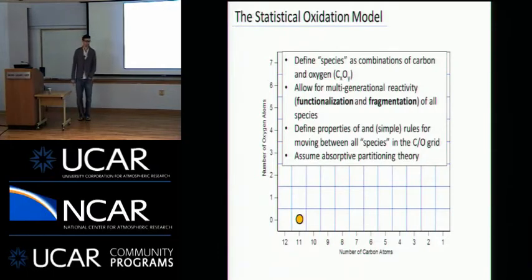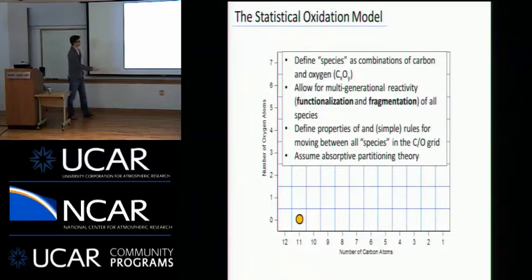Basically, we view chemistry as just a movement through a grid of species that are defined by the number of oxygen atoms comprising that species and the number of carbon atoms comprising that species. So we're going to ignore for the moment the fact that functional groups exist, and we're going to treat them in a very average sense. Okay, so we're going to say that each grid in this space is a species, and that it can be represented by some average properties of the species in that grid. Okay, so a species, as I refer to it here, is just CXOY, some combination of those.